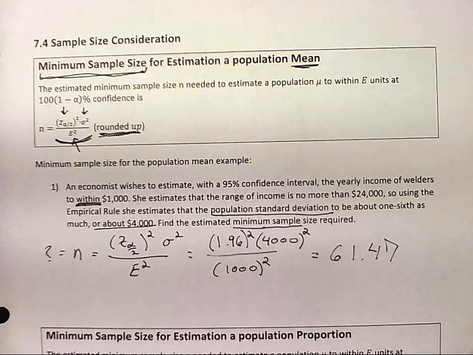I do have one question. Yes? So the problem, if it says it's like within 1,000, yep, why not go and put 4,000 and not 1/6 for your standard deviation?